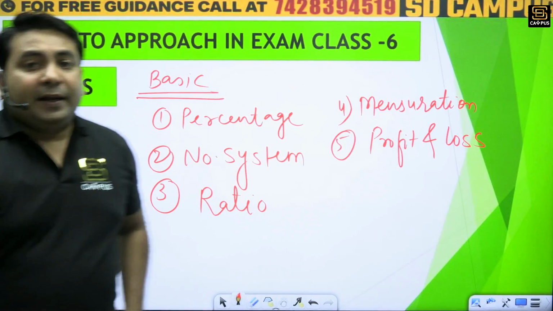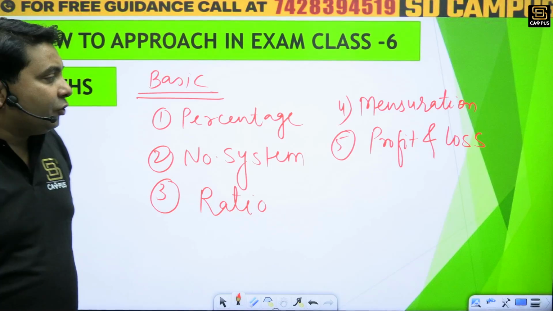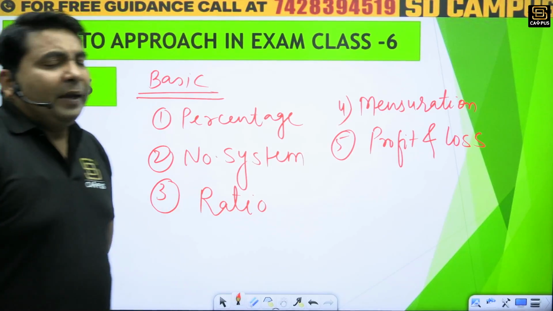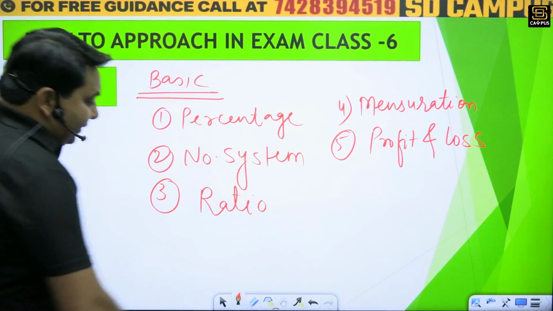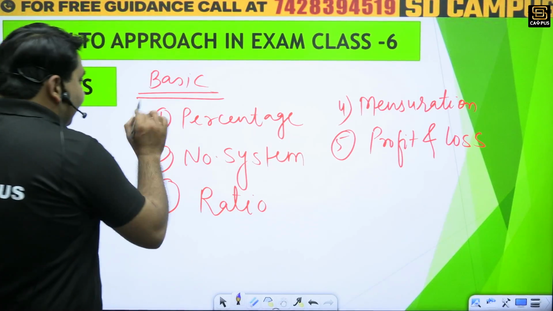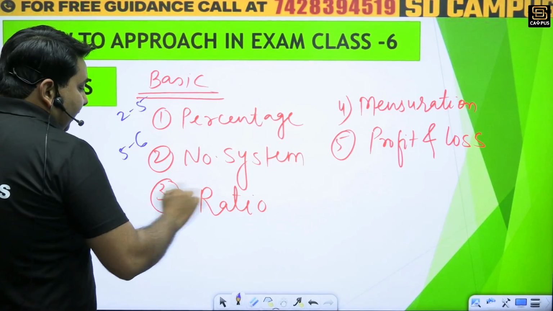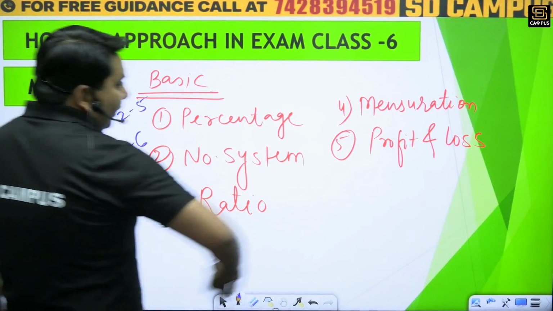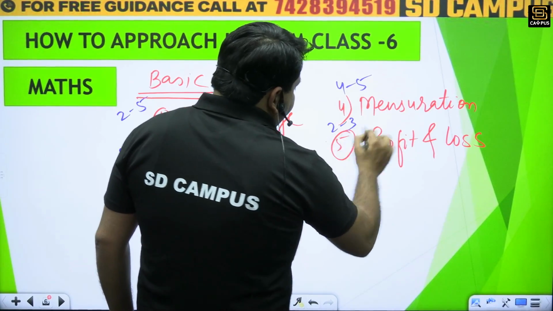So in the beginning, you have to study percentage, number system, ratio, mensuration, and profit and loss, because according to the last 3-4 years, questions are asked from these topics. Questions are asked from percentages 2 to 5, from number system 5 to 6, from ratio 3 to 4, from mensuration 4 to 5, from profit and loss 2 to 3.